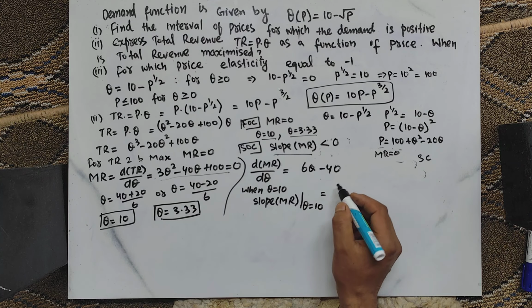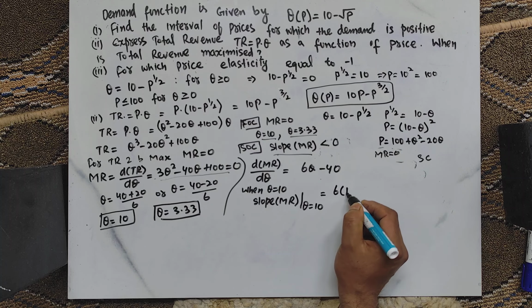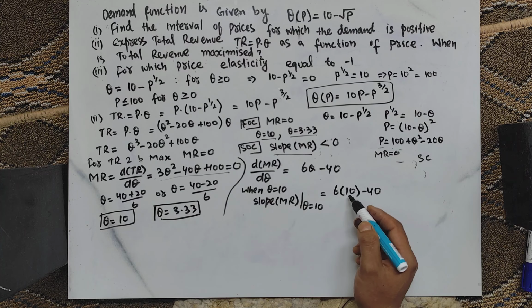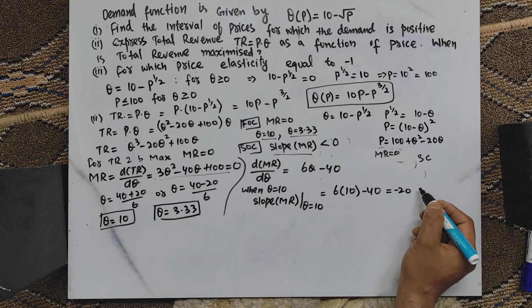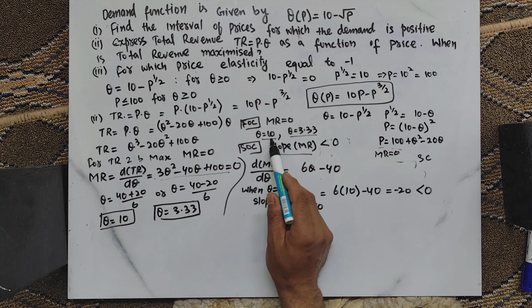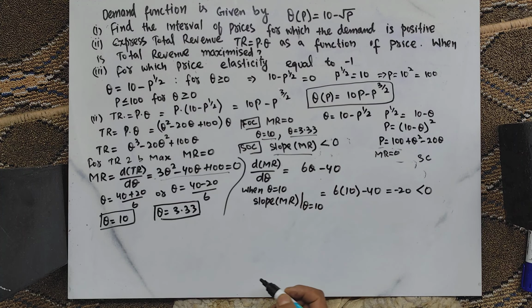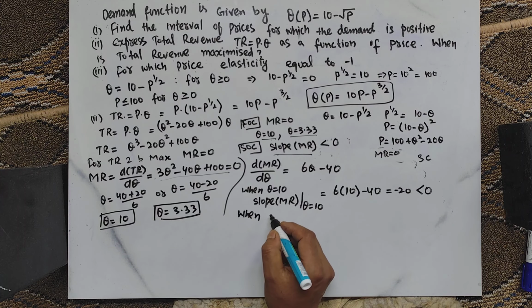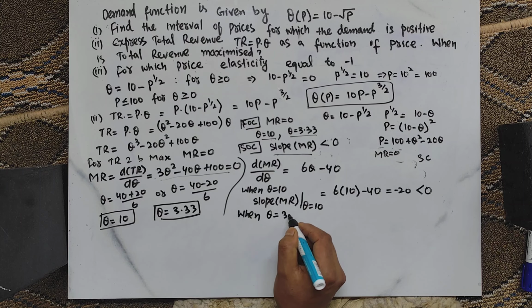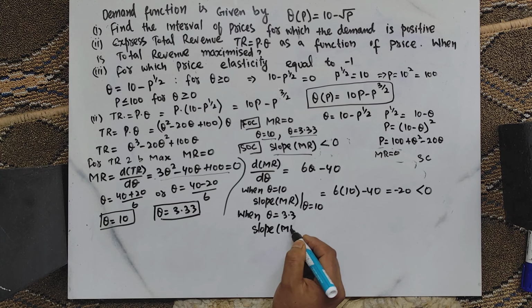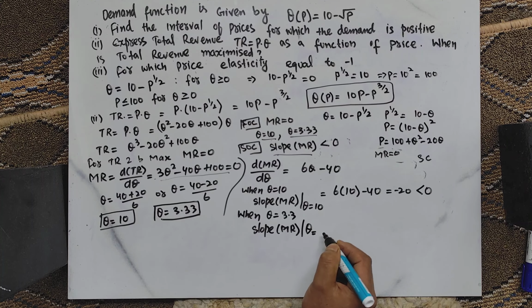Let us plug in, so we have 6 times 10 minus 40. 6 times 10 is 60, minus 40, it is 20. Negative 20 is obviously less than 0. That means total revenue will be maximized when the output level is 10. And we can check another critical value. So when Q is equal to 3.3, what will be the slope of the marginal revenue function when Q is equal to 3.3?